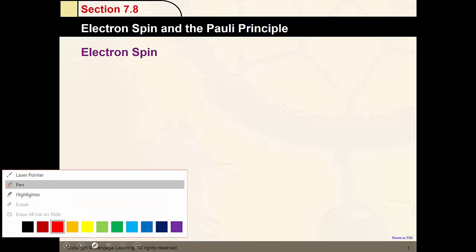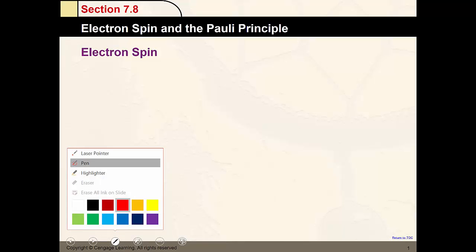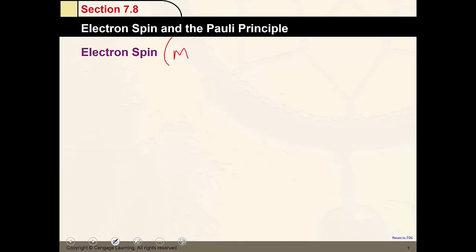And we are back. All right, today we're going to talk about the fourth quantum number first, which is the electron spin quantum number, which is referred to as m sub s.